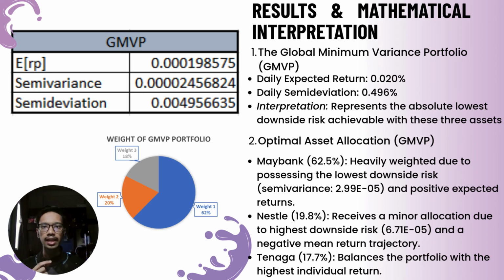If we look at the weight distribution for this GMVP, the model heavily favors Maybank at 62.5%. This is clear because Maybank exhibits the lowest semi-variance in our dataset alongside a positive expected return. It acts as the stabilizer for the portfolio. Meanwhile, Nestle only received a 19.8% allocation. This is because Nestle not only yielded a negative expected return over the period, but it also carries the highest downside risk. Meanwhile, Tenaga makes up the remaining 17.7%.